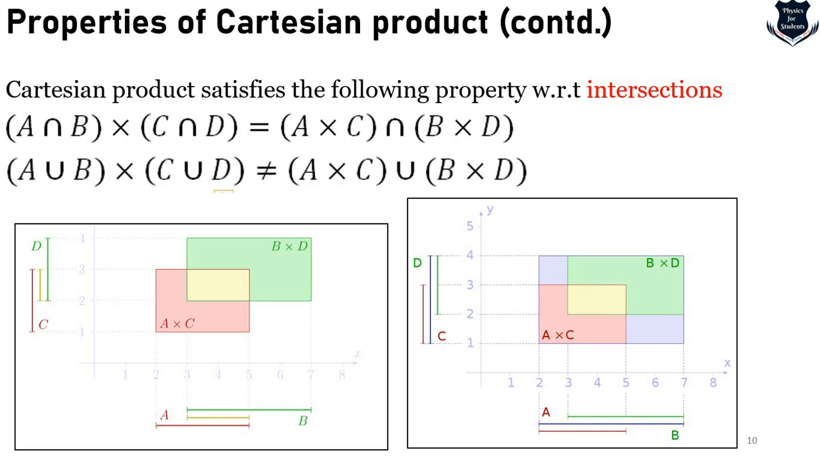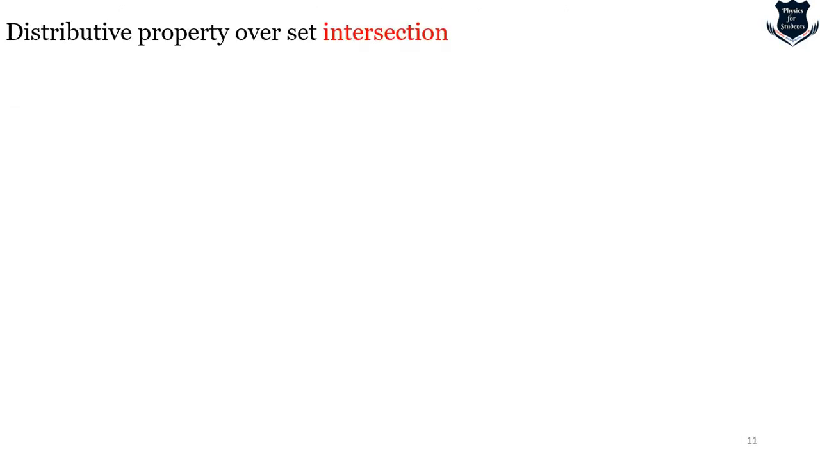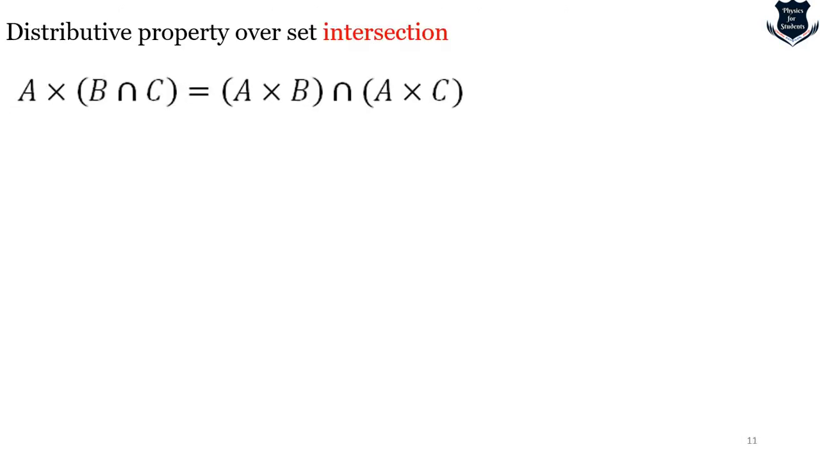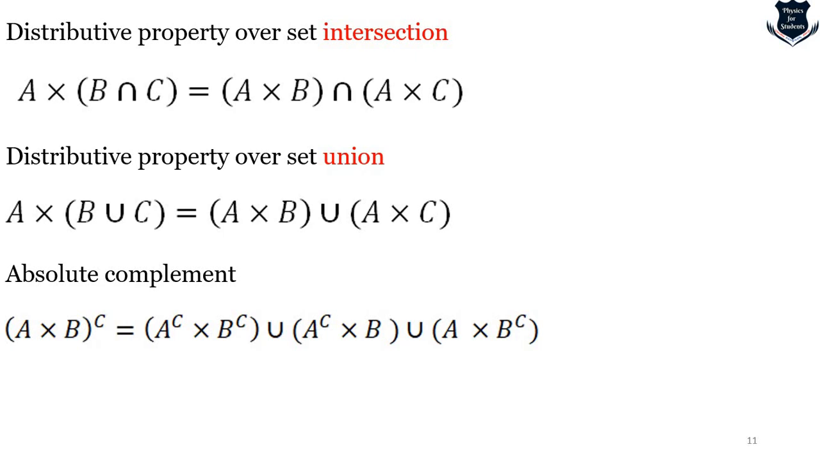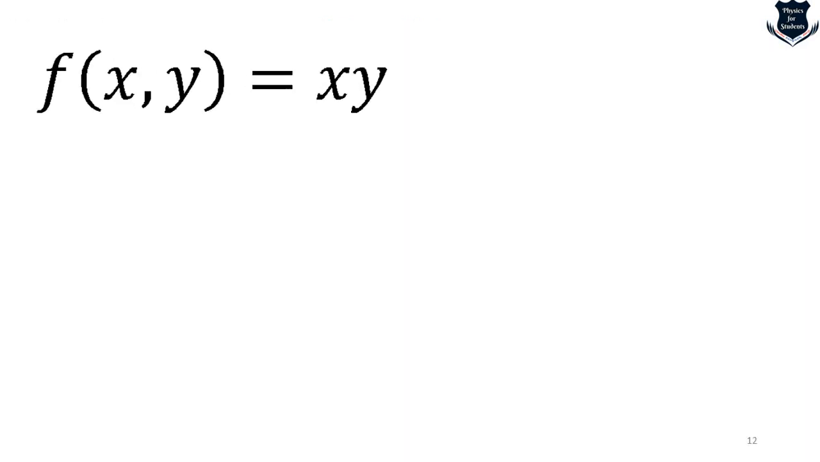You can see (A ∪ B) × (C ∪ D) is not equal to (A × C) ∪ (B × D). So this is just to say that when intersection is replaced by union, it doesn't follow. Okay, so these are a few of the rules, and we have the distributive property over set intersection. You can check the distributive property over set union, that is also true, and absolute complement, which is denoted by this C. So these are different properties of the Cartesian products, and I just showed you what those things are.